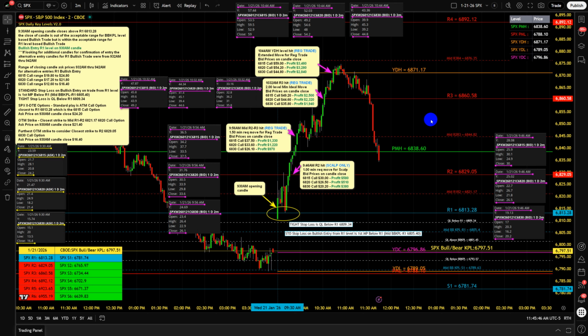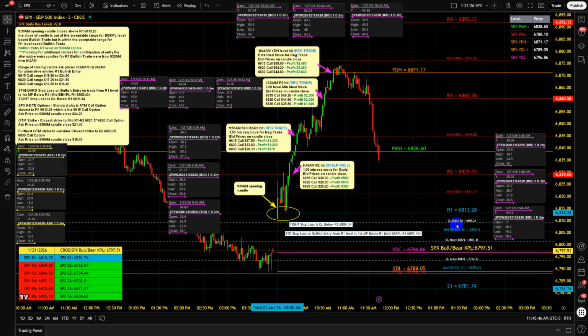So what do I mean by the main key levels? The main key levels are the bull bear KPL level and the R1, R2, R3, R4, R5, and R6 levels above, and the S1, S2, S3, S4, S5, and S6 levels below. The midpoint levels and the QL levels serve completely different purposes, as you'll see as we go through the different trades here and explain how those levels are used.